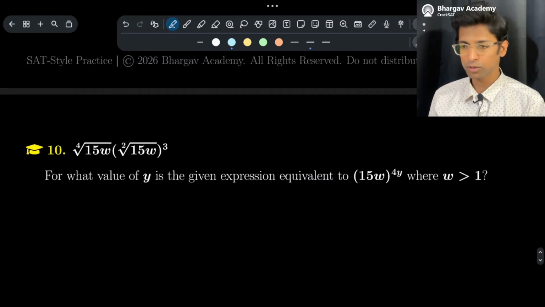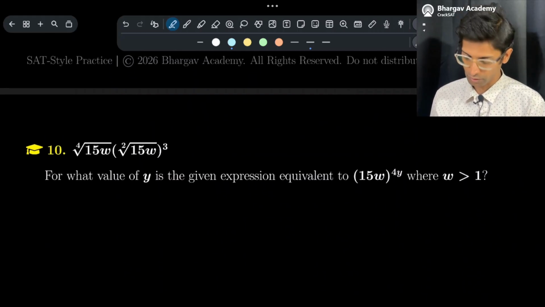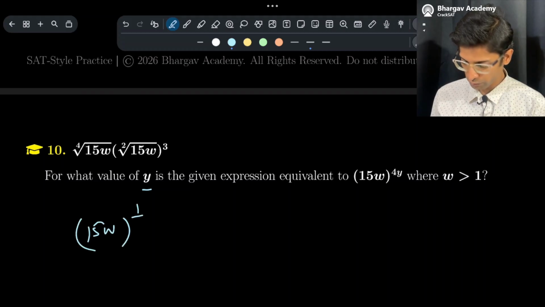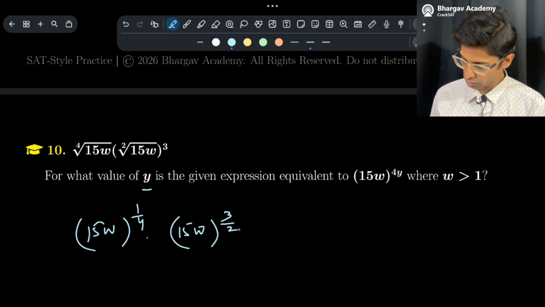Why am I rushing? Because I want you to see how you should be solving these problems during the exam, during your test. So it's asking you to find the value of y. So 15w to the power of 1 by 4, 15w to the power of 3 by 2 should be equal to 15w to the power of 4y.